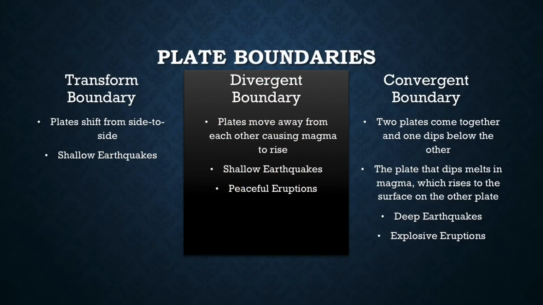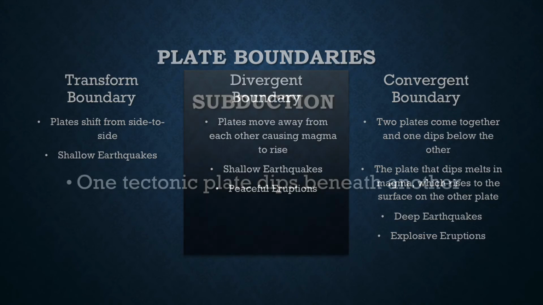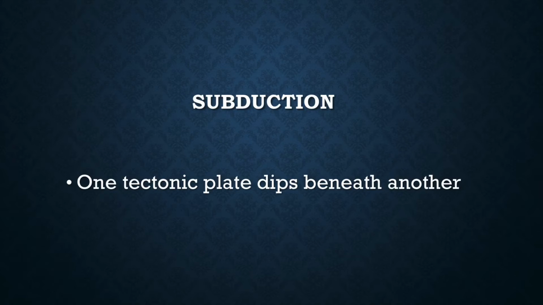The up and down movement that occurs on a convergent boundary causes deep earthquakes to occur and is associated with explosive eruptions. When two tectonic plates collide and one dips beneath the other, this is called subduction.